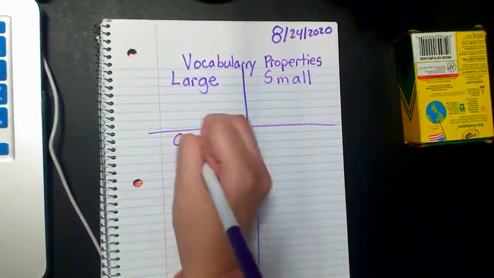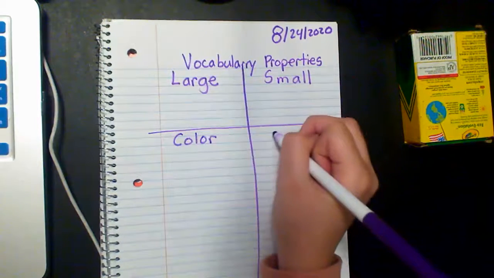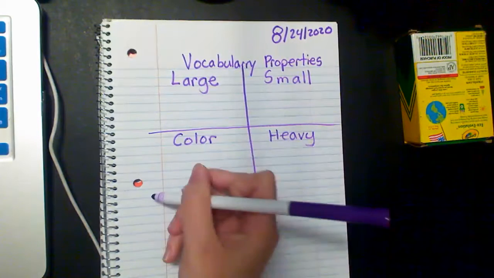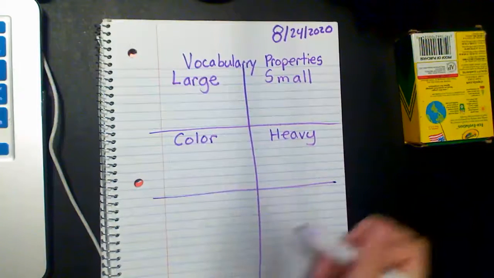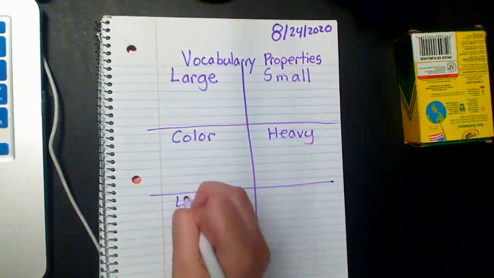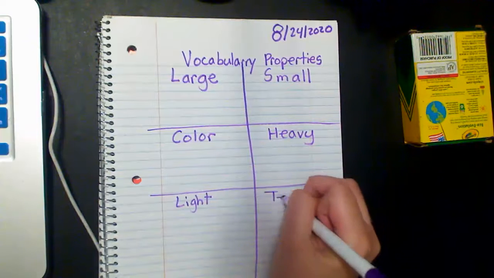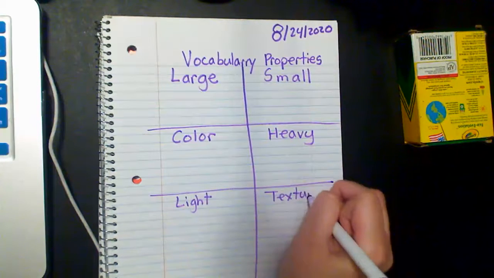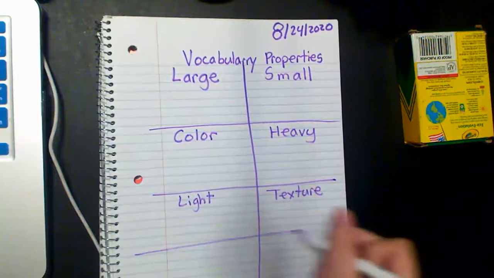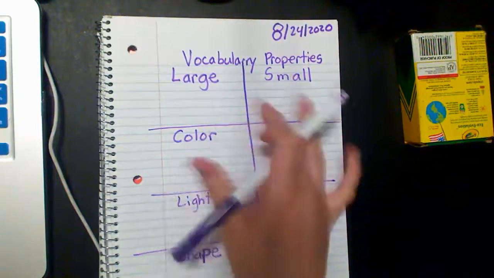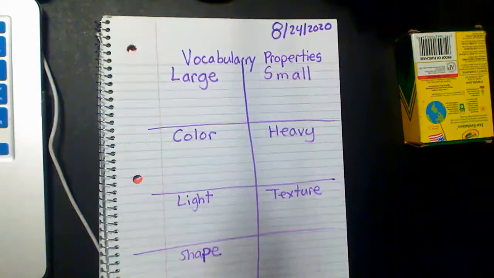Next word is going to be color, then heavy, and we're going to draw another line. And then we have light and texture. And last but not least, we have shape. Okay, oh, my marker's fading on me. Okay, shape.